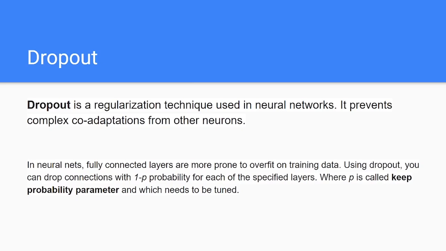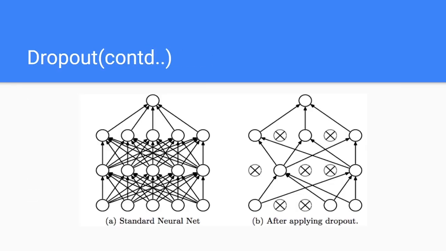The neural net's fully connected layers are more prone to overfit on the training data. Using dropout, you can drop connections with 1 minus p probability for each of the specified layers. That p is called the keep probability parameter, which needs to be tuned. It is one of the hyperparameters. This is what makes the neural network shallower and avoids overfitting. This is how a neural network with dropout looks.